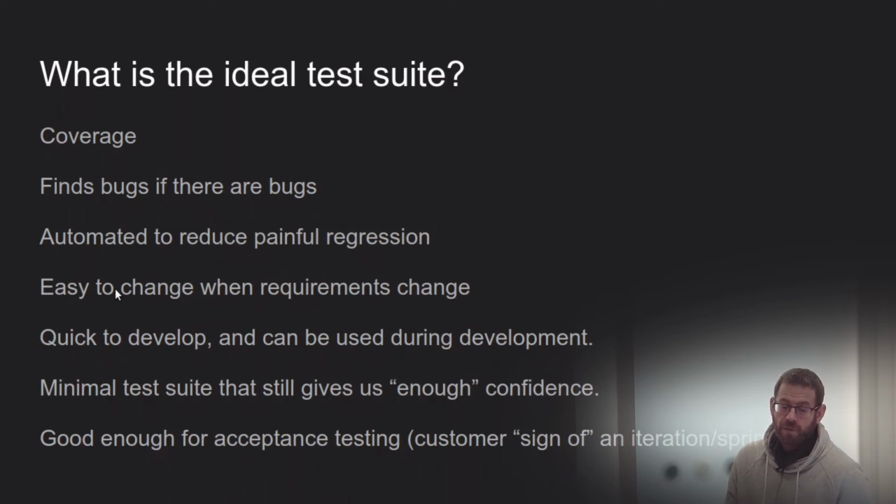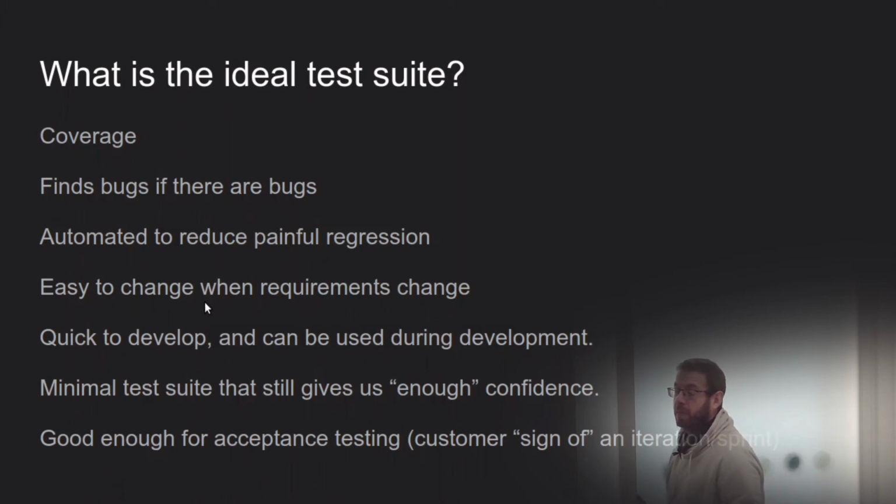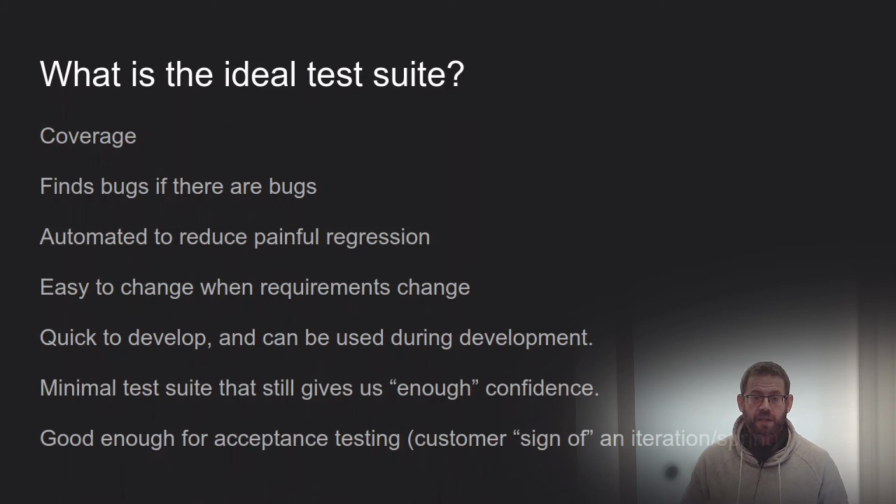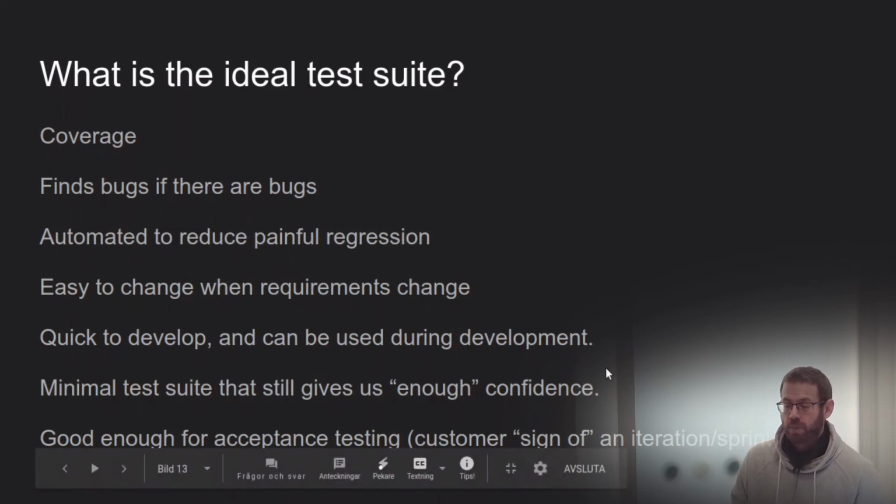One way of being smart about it is, for instance, to reuse text that has already been written. In this lecture, I've given you the example where I reuse the input from one test case in another test case. Preferably test suites should be quick to develop and can be used during development. So we get these really early, and then we can give these to the programmers, or we as programmers write these.